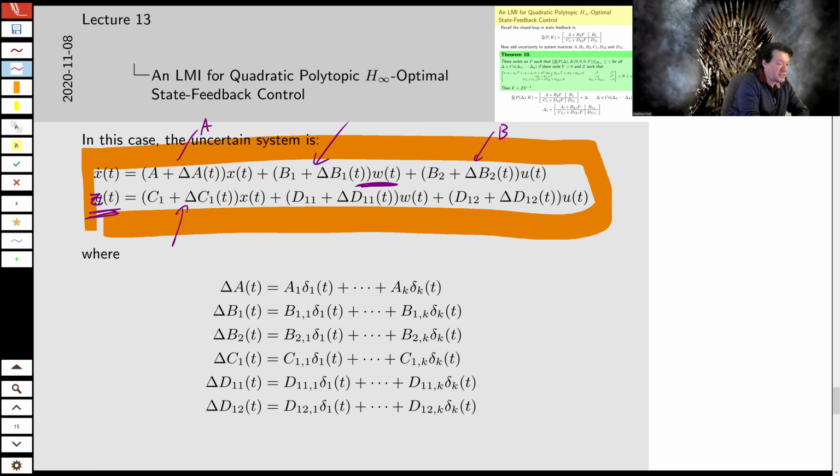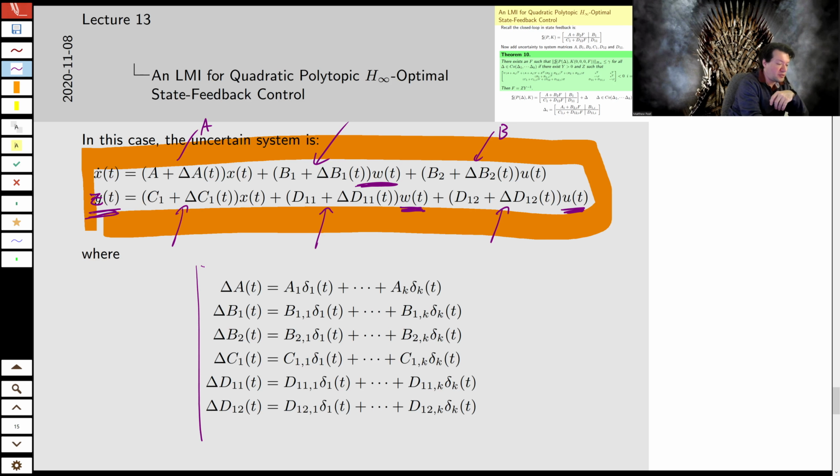And for that Z, we have uncertainty in our C matrix. We have uncertainty in our D matrix, which measures exogenous input, and our uncertainty in our D12 matrix, which accounts for the effect of U. And of course, we typically do have that D12 there because we want to minimize the size of the actuator signal.